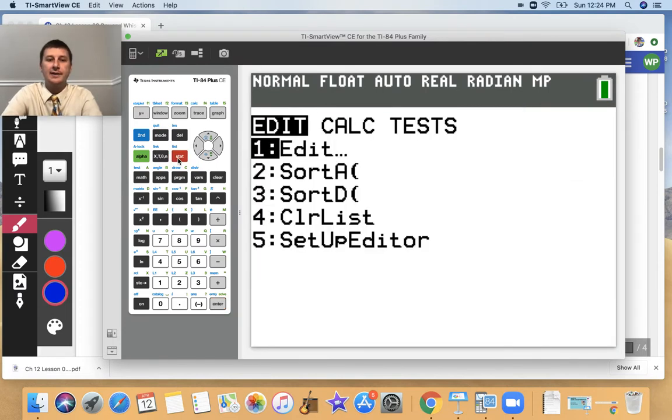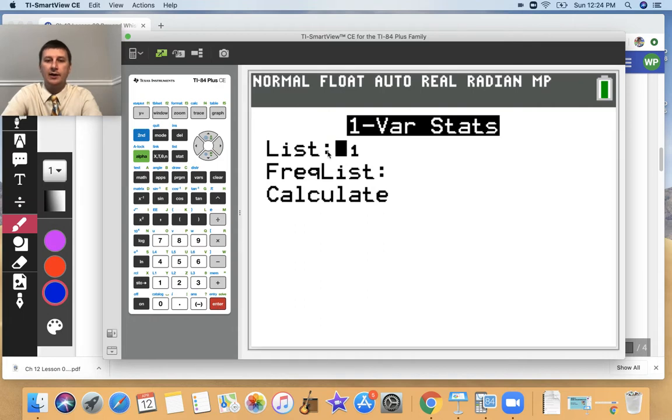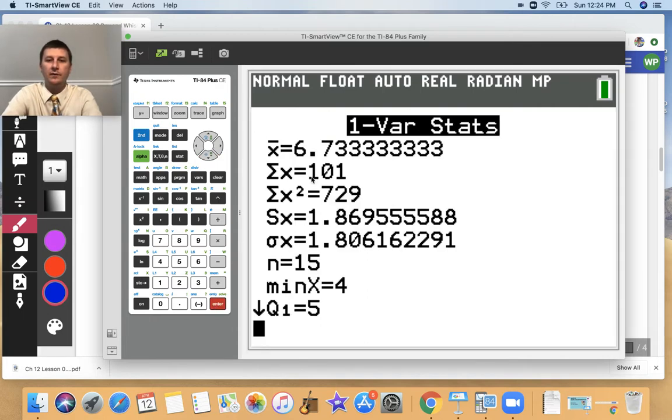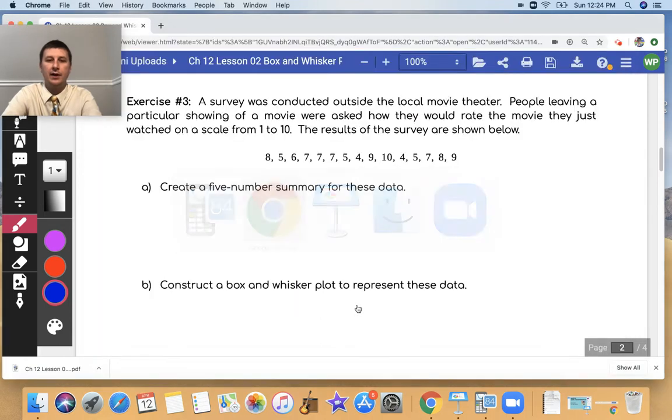And now I want to go to Stat, over to Calc, and I want to press Enter on one variable statistics, or as you see it, one var stats. When I click Enter, I'm going to go down to Calculate, and I'm going to calculate my one variable statistics on this information. And my 5-number summary is found at the bottom of this information. So these 5 numbers right here, 4, 5, 7, 8, and 10. So that was my first part of this exercise, create a 5-number summary.